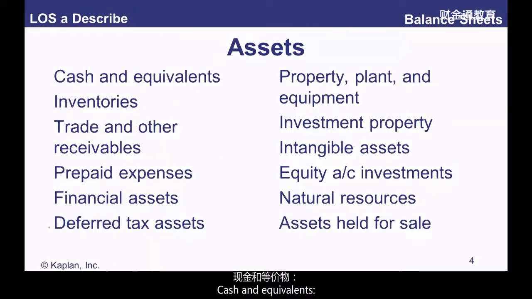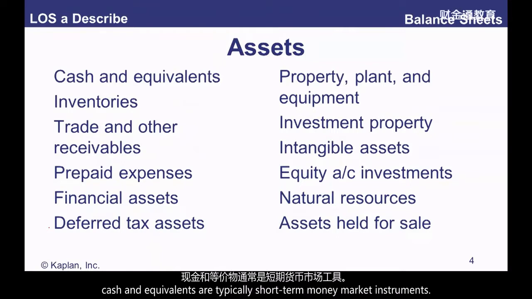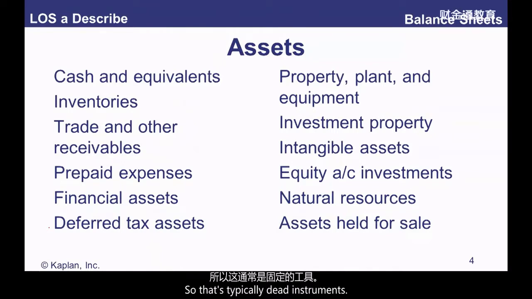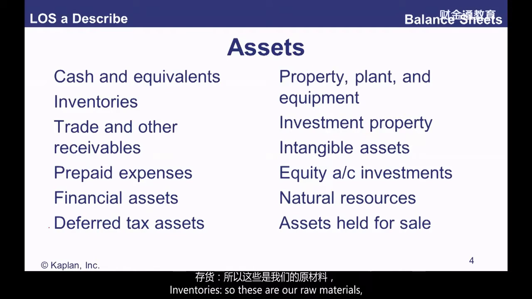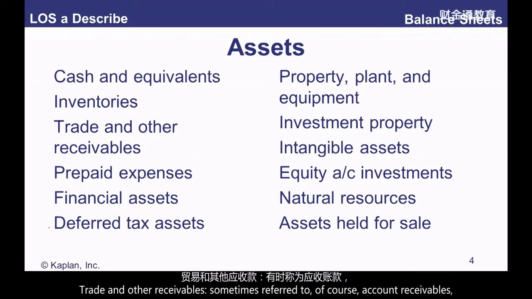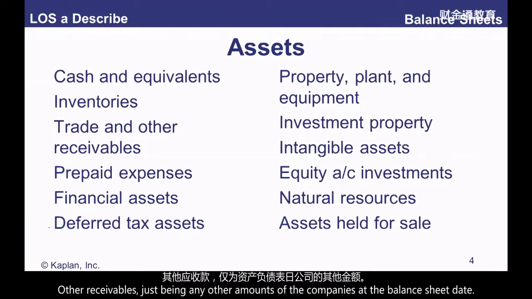Cash and equivalents. Well, cash, of course, is money held in bank accounts. Cash equivalents are typically short-term money market instruments. So that's typically debt instruments, and often they have less than 90 days to maturity to qualify as a cash equivalent. Inventories, so these are our raw materials, our work in progress and our finished goods. Trade and other receivables, trade receivables can sometimes be referred to as accounts receivable, being the amounts that our customers owe us at the balance sheet date. Other receivables just being any other amounts that the company is owed at the balance sheet date.